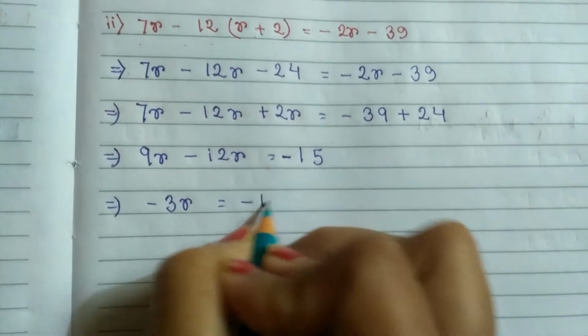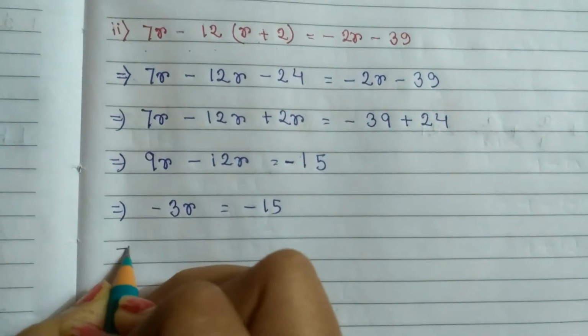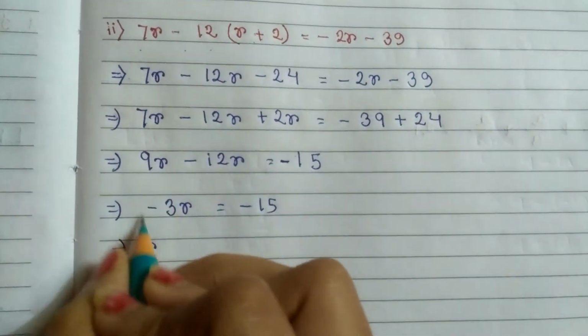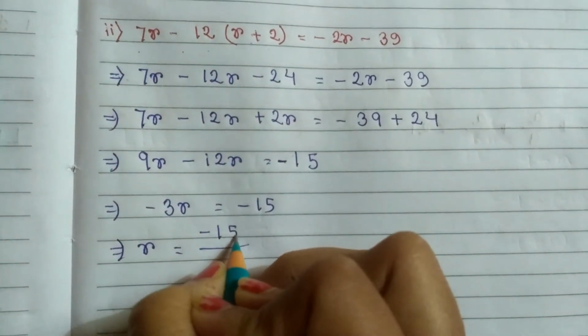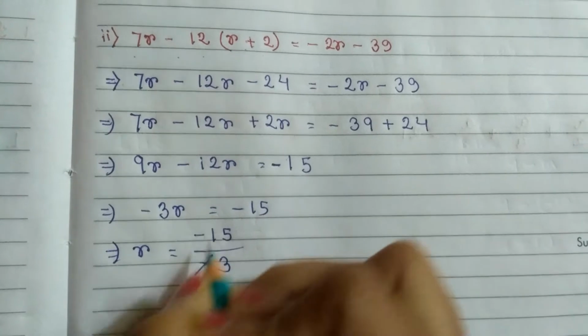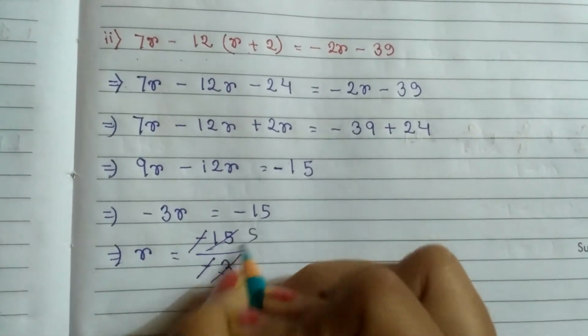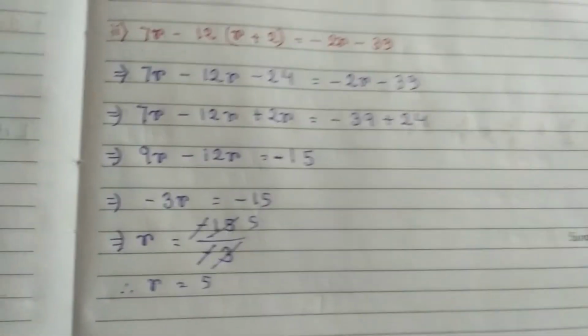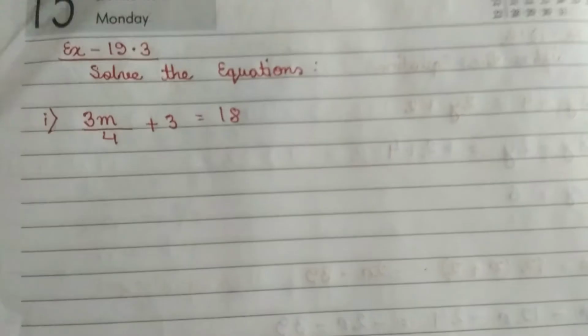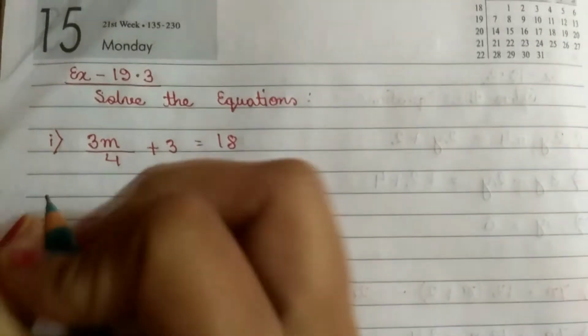And minus 15. So the value of r will be: this minus 3 is multiplied here, so we will divide it on the right side. Minus minus will be cancelled out. 3 is cancelled out with 15, and r will be 5. And this is our answer. Now some more equations.